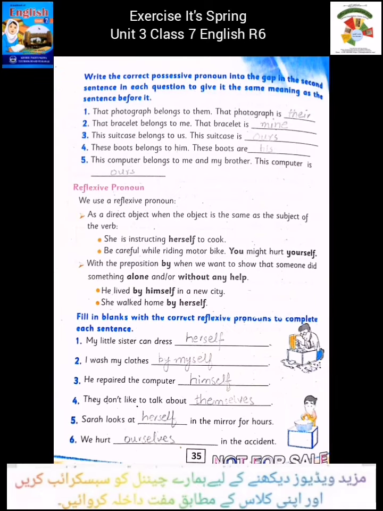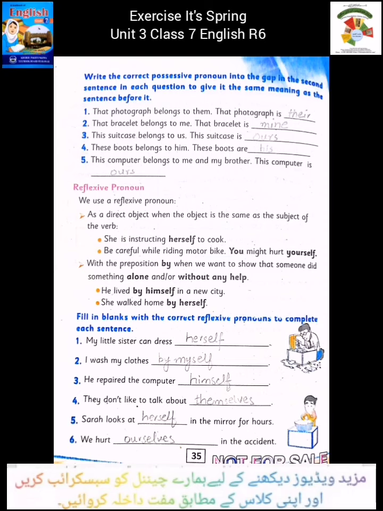Write the correct possessive pronoun into the gap in the second sentence in each question to give it the same meaning as the sentence before it. So, that photograph belongs to them. That photograph is theirs. In the second sentence, the bracelet belongs to me. Me is converted, that bracelet is mine. So me is converted to mine. Them is converted to theirs.